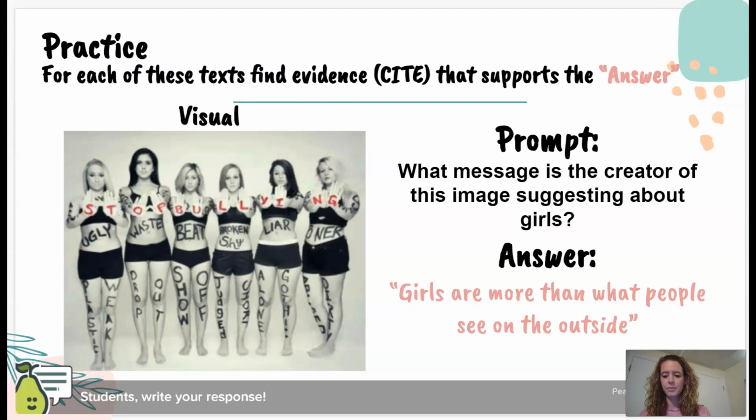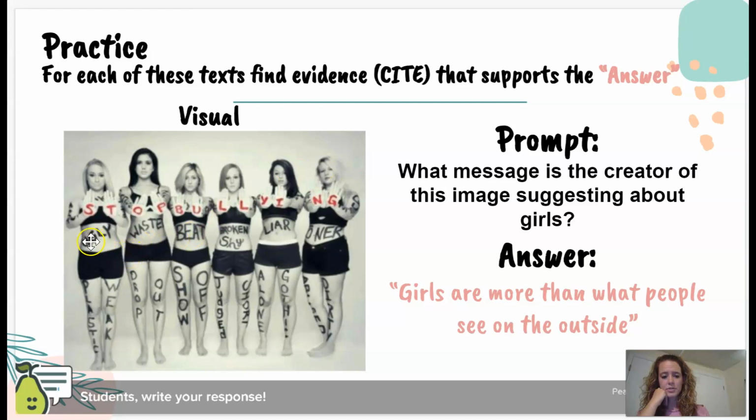So if you're watching this video because you were absent on the day that this was given to you, then we've got some practice here for you, 3 practices for you to engage in. And it would be first to look at a visual, okay? We've got a question here that says, what message is the creator of this image suggesting about girls?